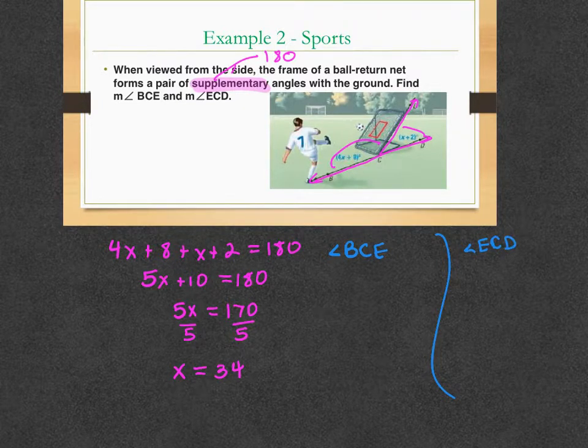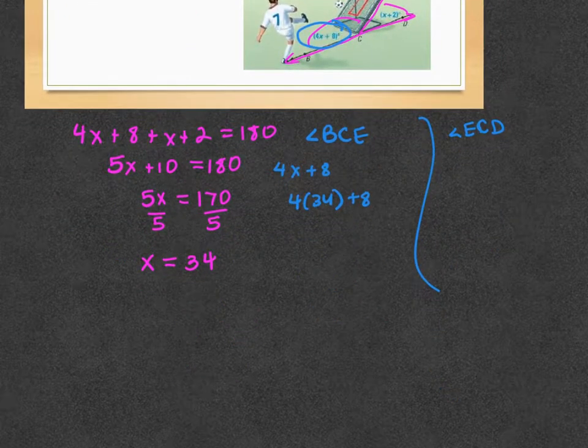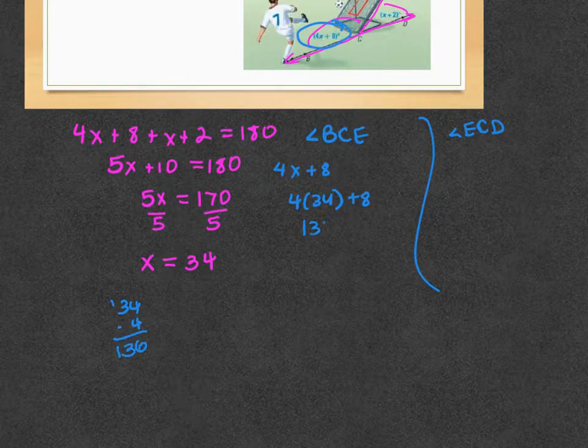Plug them back in. So BEC was my 4x plus 8. So I'm going to do 4 times 34 plus 8. 34 times 4. 136 plus 8. 144.